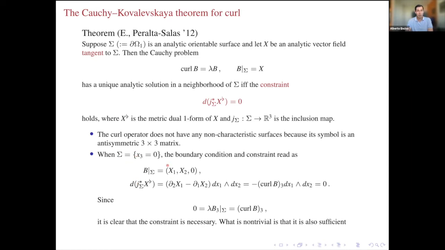Then the constraint equation just means that the third component of the curl of B has to vanish on that plane, okay? And the idea, of course, is that the third component of curl by the equation is just going to be lambda times the third component of the field, B3. If you want this vector field to be tangent, that means that this is going to be equal to 0. So of course, then the third component of B also has to vanish if there's a hope we can solve the problem, okay? So the constraint is obvious. What is non-trivial is that if the obvious constraint is satisfied, then we do have a solution, okay? But that is what we will use.